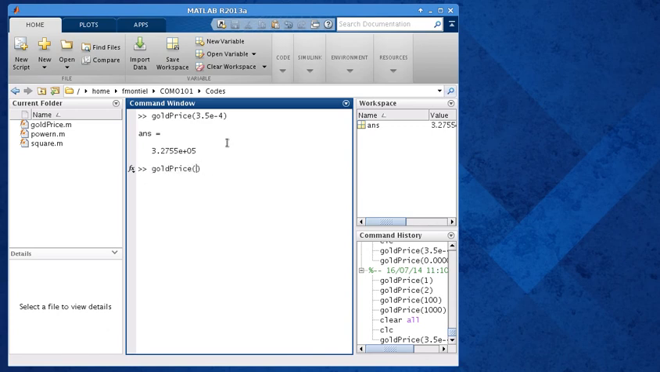Now you can try any volume you want. If you consider a small cube with side 1 centimeter, so 1 centimeter by 1 centimeter by 1 centimeter, its volume in cubic meters is going to be 10 to the negative 6, so 1 E minus 6. And you find that the price of such a small volume of gold is close to $1,000. So you see that gold is still worth quite a bit. Now you can try any volume you want and you will get the corresponding price.